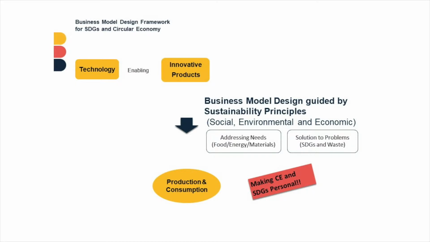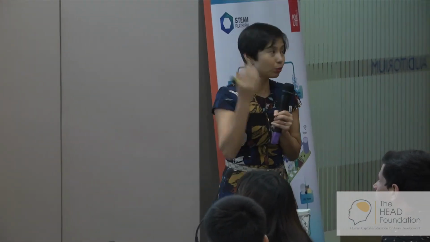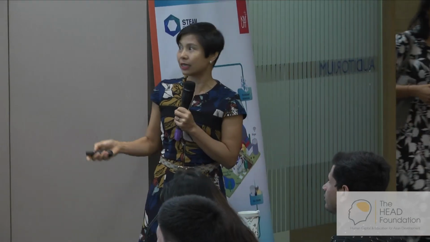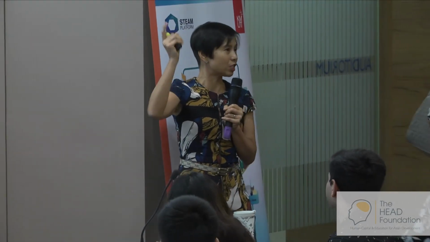The needs, we all need to survive: we eat, we use stuff, we go places. Energy, right, the three things. Or you solve a problem, the problem of the environment, the problem of pollution, and then that leads to production and consumption. You have a product, then you have the production and consumption right there. That I link back to SDG number 12.